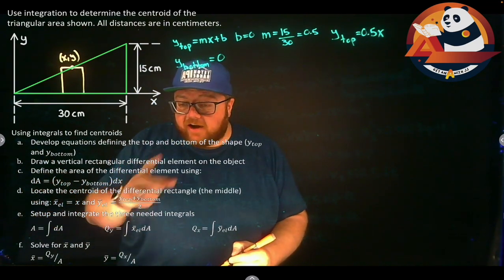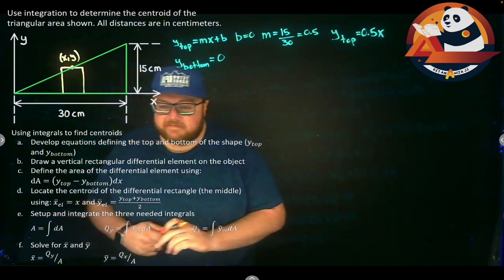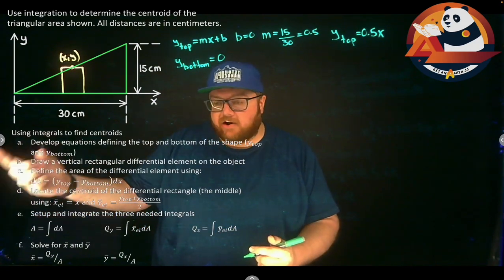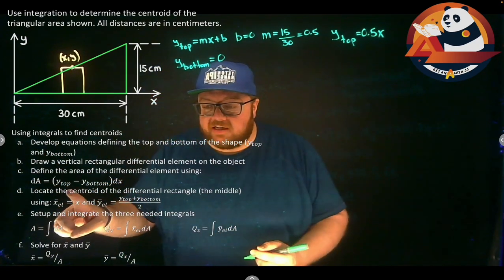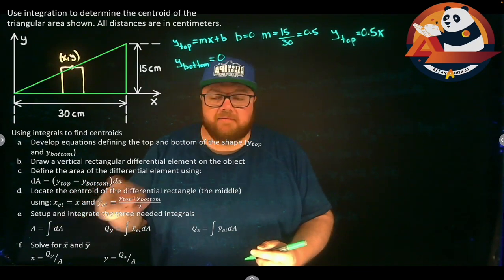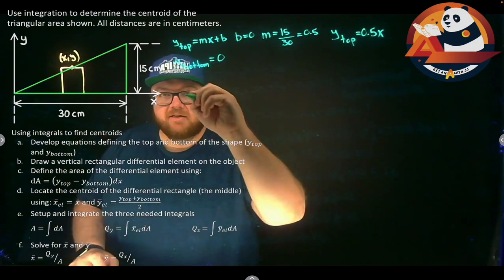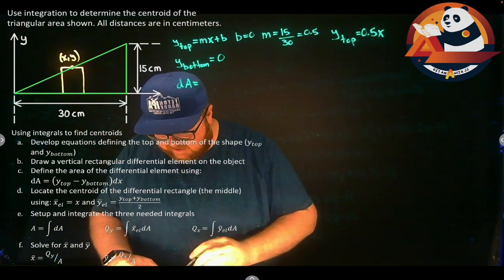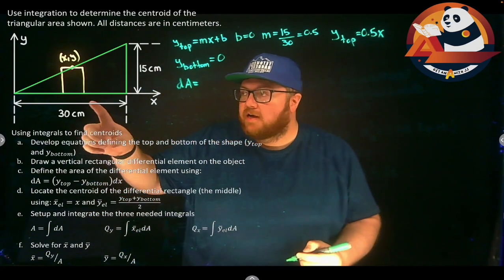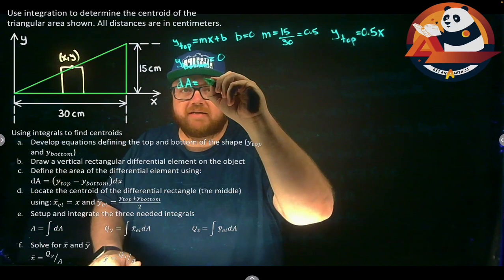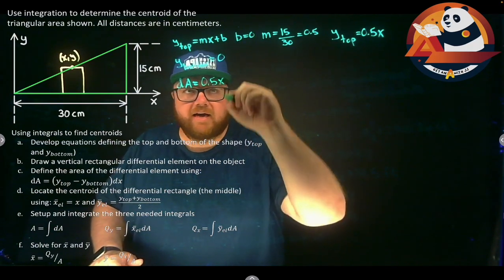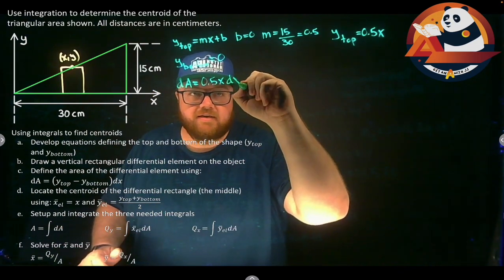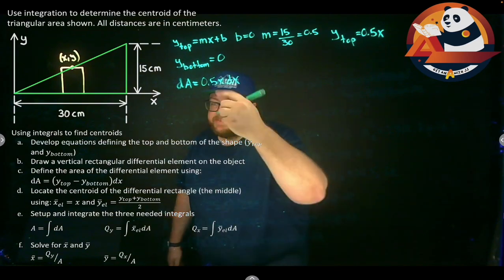We want to figure out what's the area of this differential element, though. If we're looking for the area of our differential element, we're going to call that dA, the area of a differential element. And that will always just get us y top minus y bottom times dx. So our dA is y top, 0.5x, minus y bottom, 0, times dx, or just 0.5x dx. And that'd be our next piece we need there.